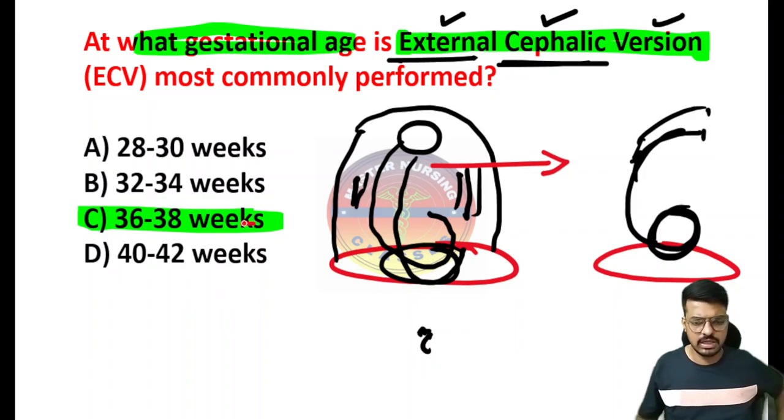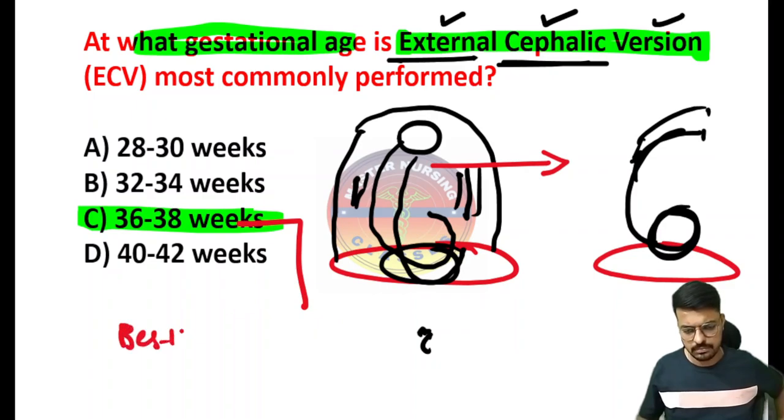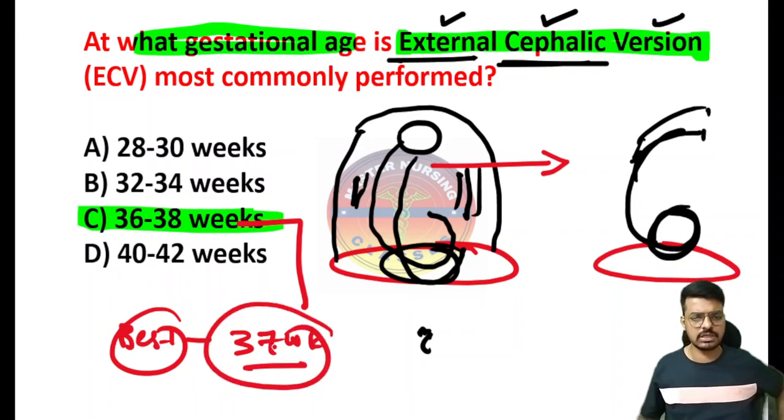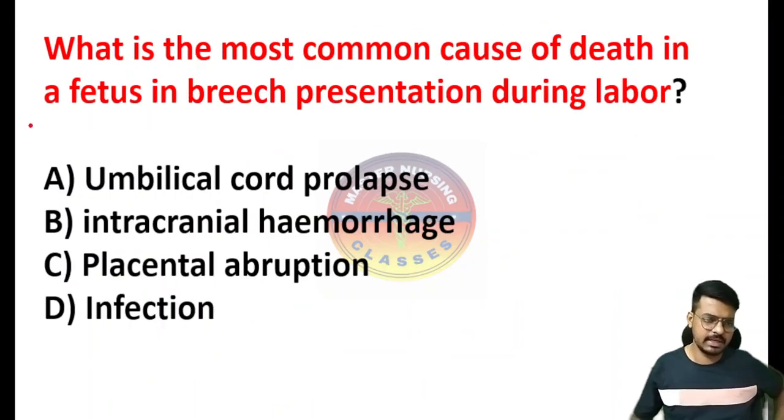And if you want a single best answer, that is 37 weeks of gestation, the single best answer where we can do the external cephalic version. Okay, so it's very, very important, right? Clear? So here's the next question.